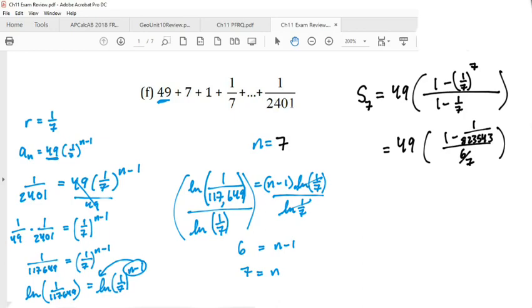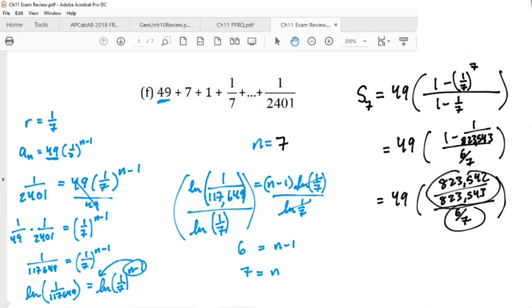Is it 823,543? Okay. So this would equal 49 times 823,542 over 823,543, divided by 6 over 7. That's a nasty one right there. So we have to multiply this by the reciprocal of this. Things do simplify. And then we have to multiply that by 49.